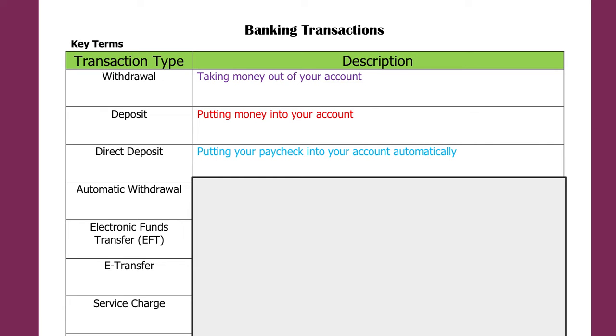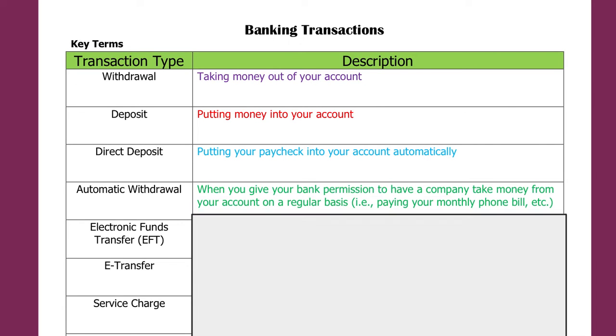You could do the same with things coming out of your account, which we have here in the next key term, which is automatic withdrawal. So this is when you give permission to have a company automatically take whatever you owe out of your account. So this would be used for paying bills.